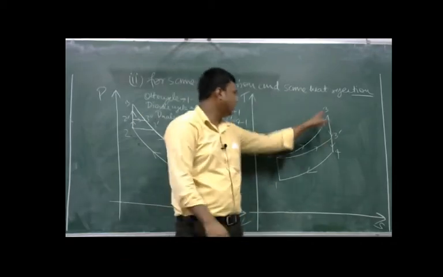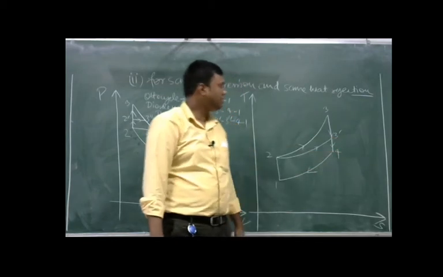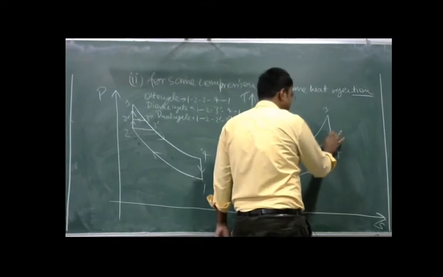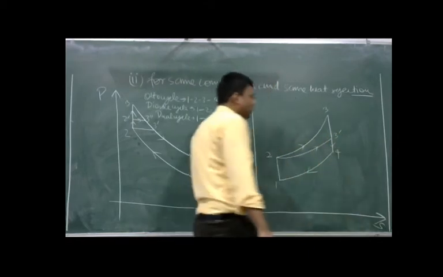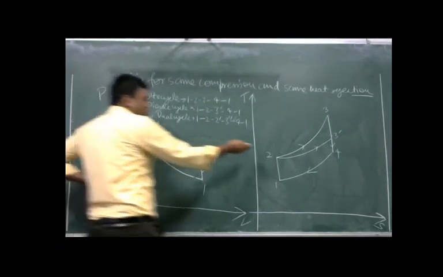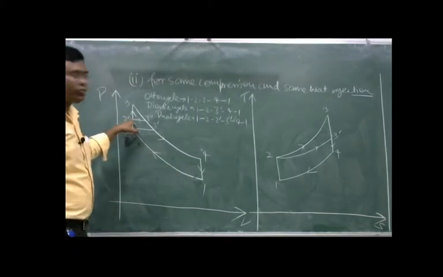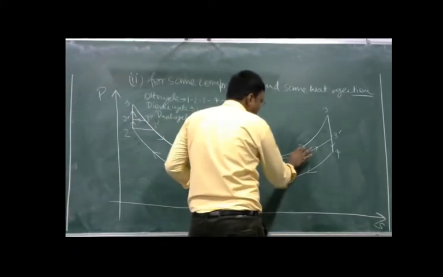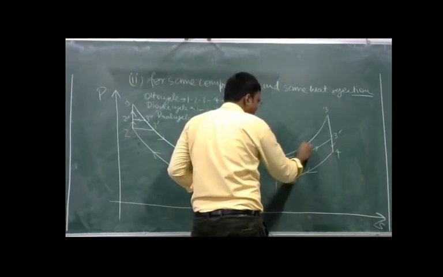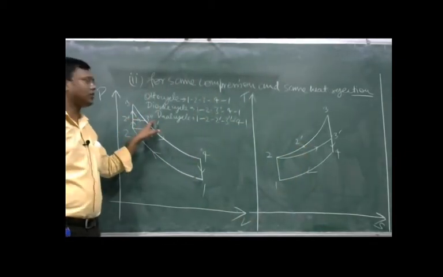So 1 2 3 4 is the Otto cycle, and 1 2 3 dash 4 is the dual cycle. Now for the dual cycle, at some point this curve remains the same, because from 2 to 2 dash it is a constant volume process. So at a certain point it will remain the same. Let us assume this point 2 to 2 dash, but after that, from 2 dash to 3 double dash, it is a constant pressure process.